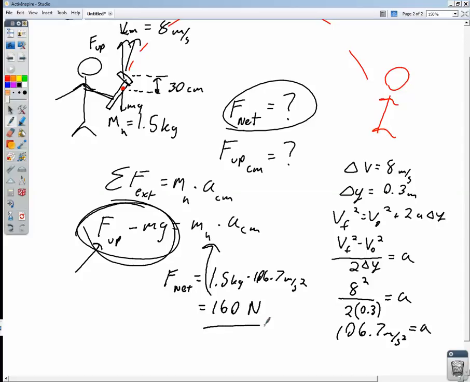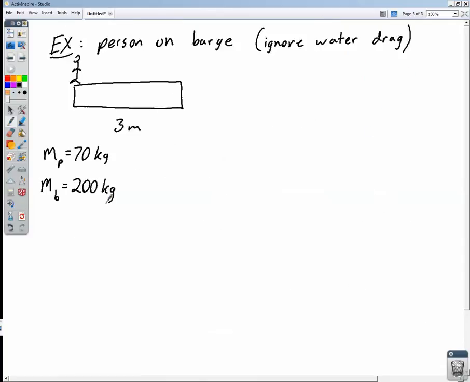All right, next example, let's take a look at one that's a little bit more complicated, with a person on a raft walking from one side to the other. So this is a pretty classic physics problem. A person standing on one end of a barge, and they walk from one side to another. Here we're going to ignore water drag, but we see other kinds of problems. Two guys sitting in a canoe, different masses, they exchange places. Where does the canoe end up?